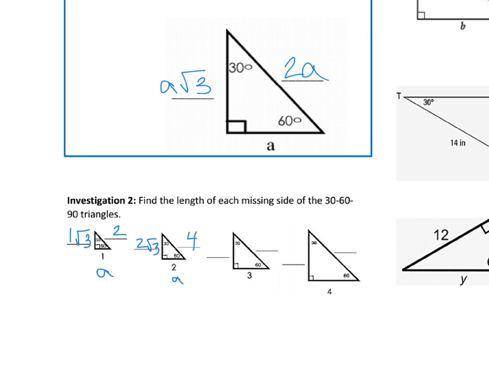All right, so in this next one, A is 3. So then we would have 6 and 3 square root of 3. Then we have A is 4, so it would be 8, and then 4 square root of 3.